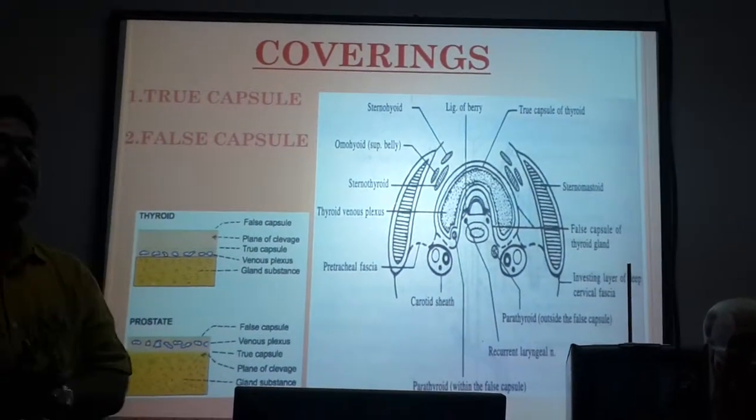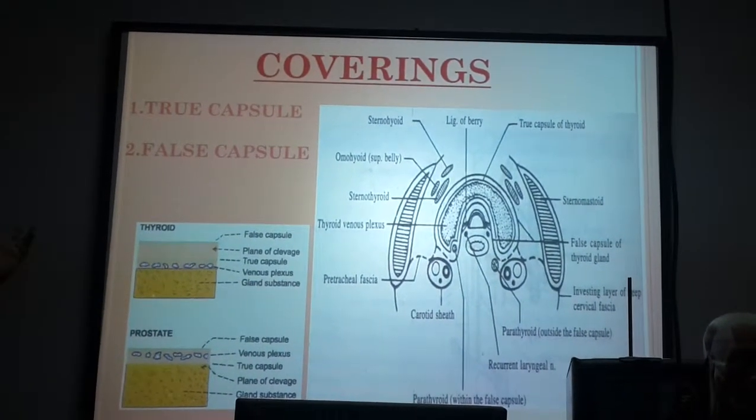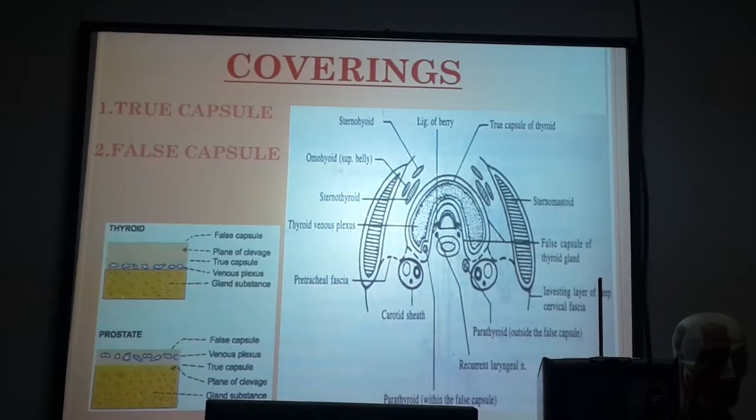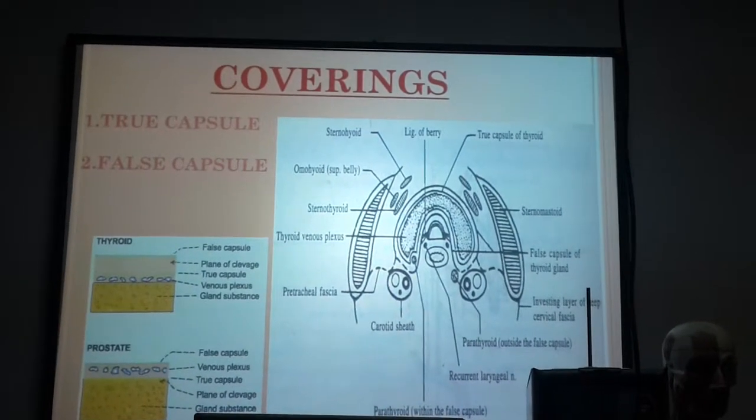Next is about the coverings of thyroid gland. It has two coverings, that is true capsule and false capsule.